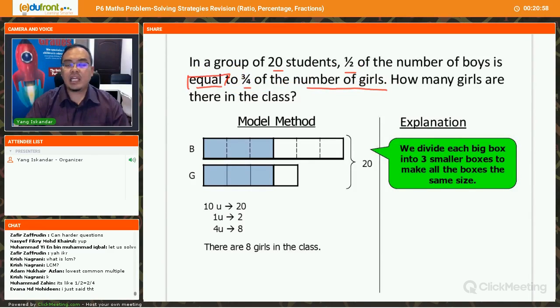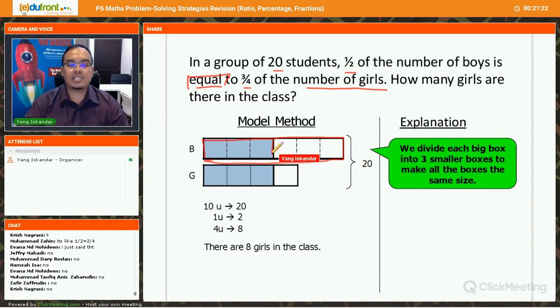Now, does it mean that there are an equal number of boys and girls? No, right? Very good. Half of the boys is equal to 3/4 of the girls. So let's take a look at the model method. So half of the boys, right? This is the total number of boys. Half of it is equal to 3/4.